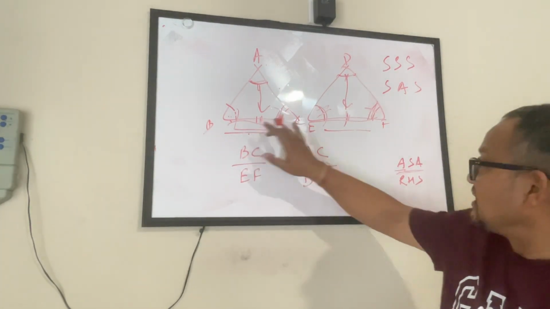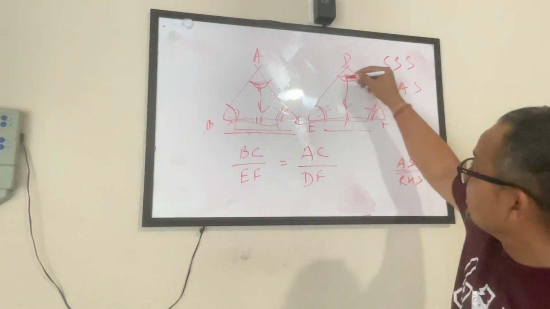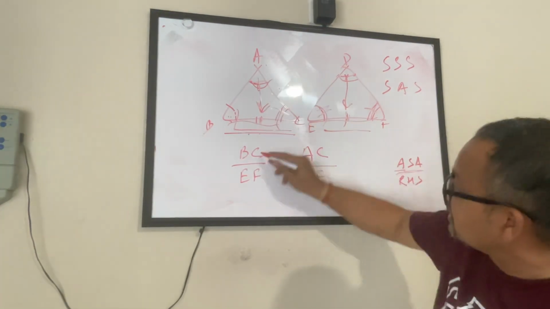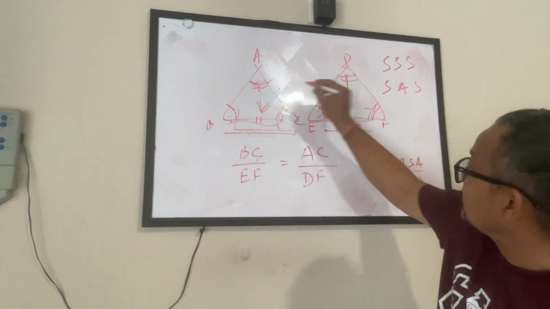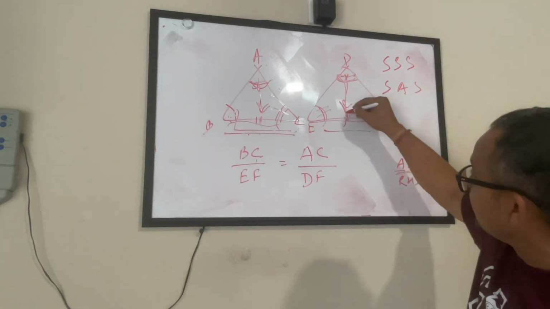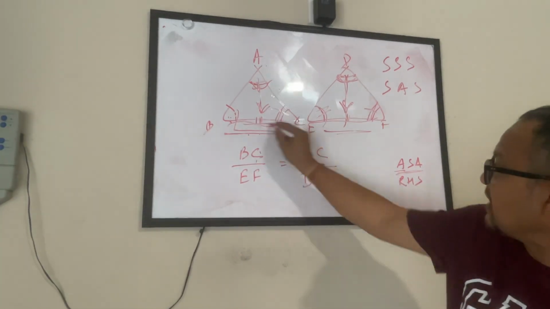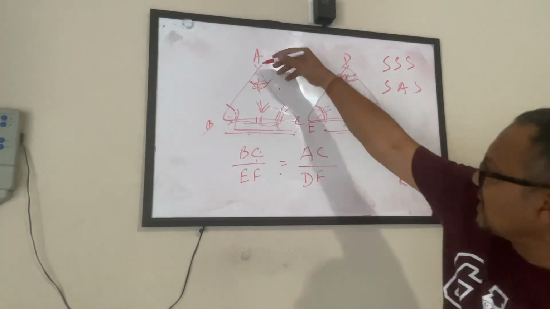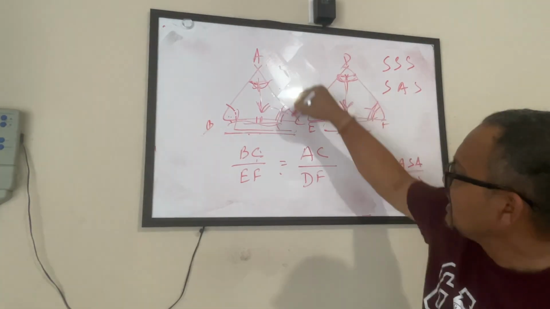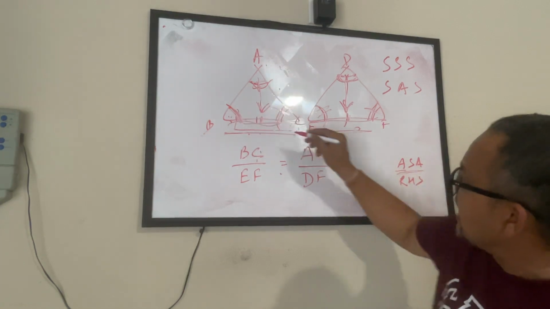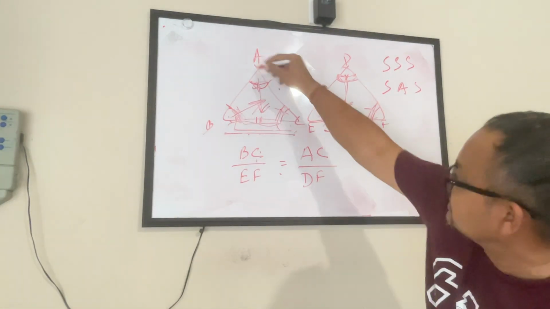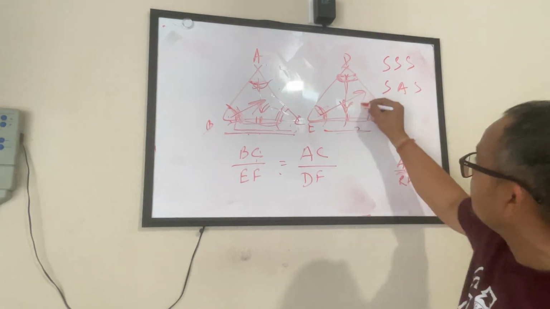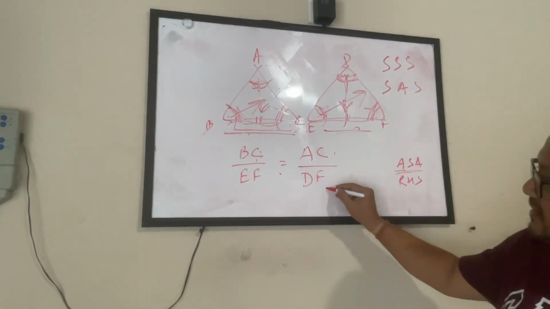Meaning this angle and this angle are matching, so side opposite to this one is BC, and the matching angle for this one is this one, so side opposite to that is this one. So BC by EF will be equal to, pick any one, let's say AC. AC is opposite to this angle, and this angle and this angle are same. So side opposite to this is AC divided by side opposite to this is DF.